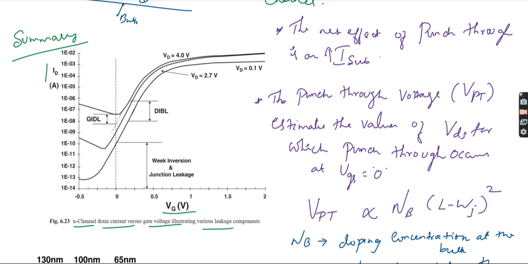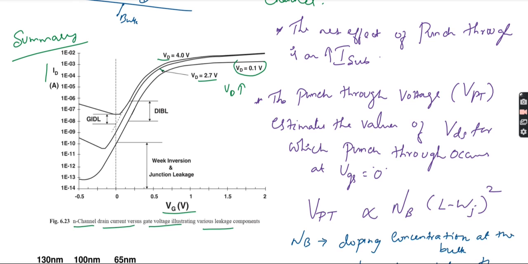The first one is for various VD values. Here this one will be VD equal to 0.1, then 2.7, and this will be drain voltage 4. So gradually we are increasing VD, that is the drain voltage. When I increase the drain voltage, the gate voltage increases over there, as you know.